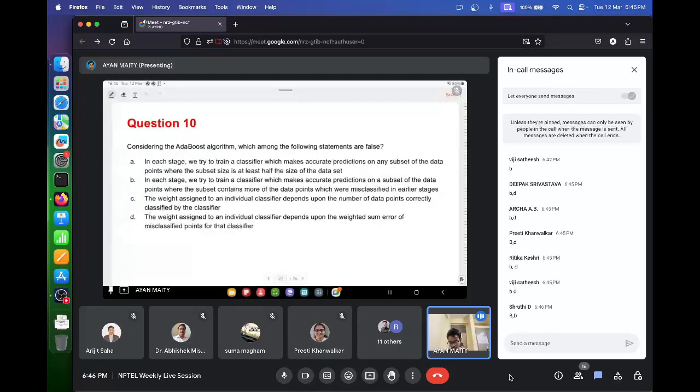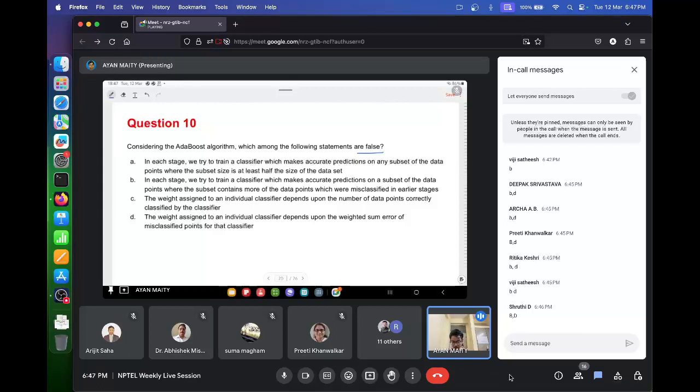Considering the AdaBoost algorithm, which among the following statements are false? So you have to find out the false statements, and multiple options may be correct here. Option A says, in each stage we try to train a classifier which makes accurate predictions on any subset of the data points, but the subset size is at least half the size of the dataset. Option B is, in each stage we try to train a classifier which makes accurate predictions on a subset of the data points, but the subset contains more of the data points which were misclassified in the earlier stages.